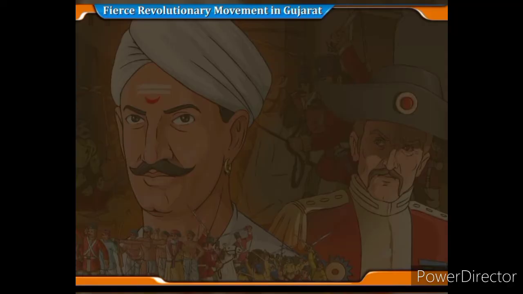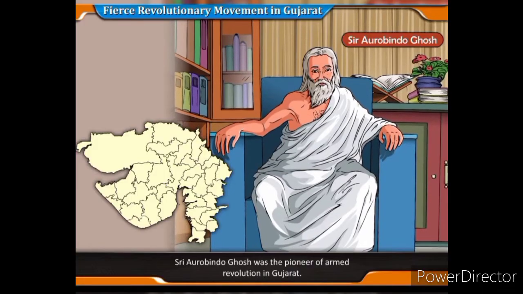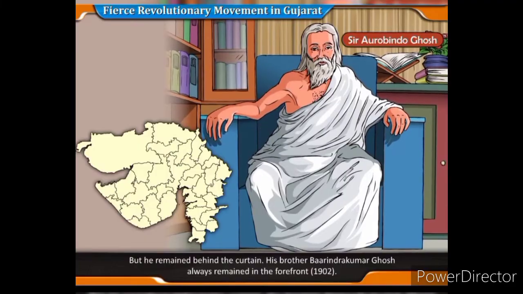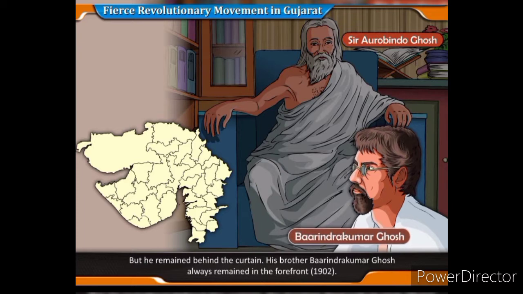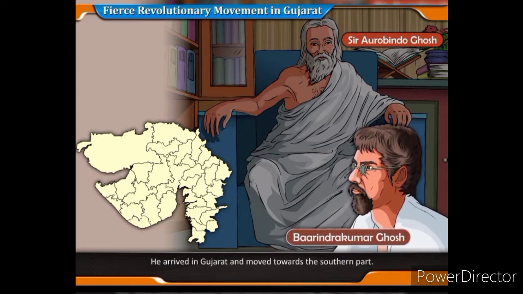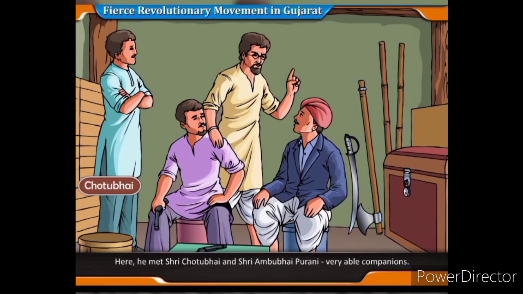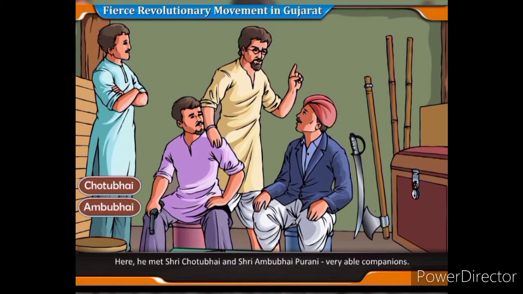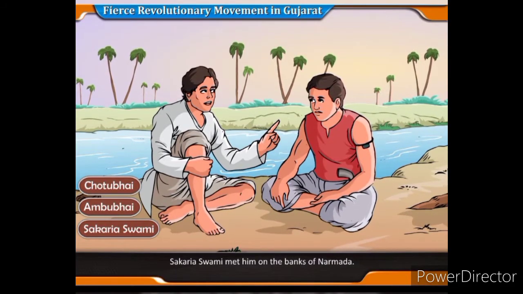Fierce revolutionary movement in Gujarat. Sri Aurobindo Ghosh was the pioneer of armed revolution in Gujarat, but he remained behind the curtain. His brother Barindra Kumar Ghosh always remained in the forefront. In 1902, he arrived in Gujarat and moved towards the southern part. Here he met Sri Chotu Bhai and Sri Ambu Bhai Purani, very able companions. Sakaria Swami met him on the banks of Narmada.